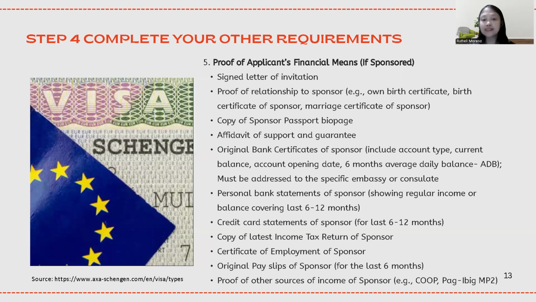The copy of the latest income tax return of the sponsor, certificate of employment of the sponsor, original pay slips of the sponsor for the last 6 months, and the proof of other sources of income of the sponsor. For example, if you have an account in a cooperative or in Pag-IBIG, you have to have those copies because it can also support your financial stability.